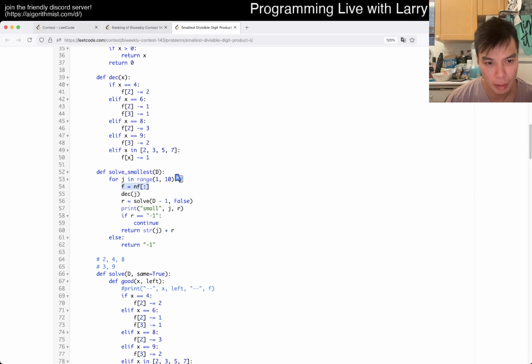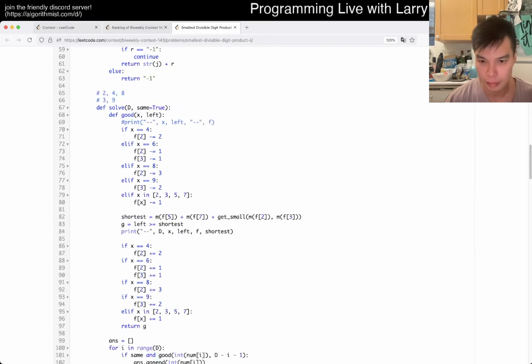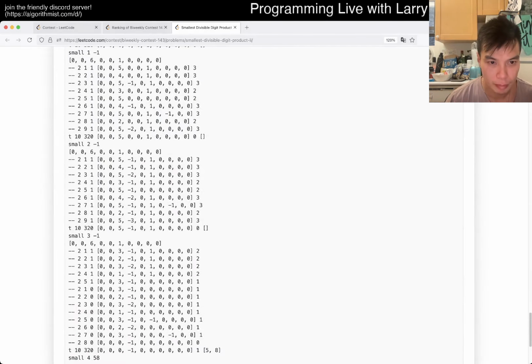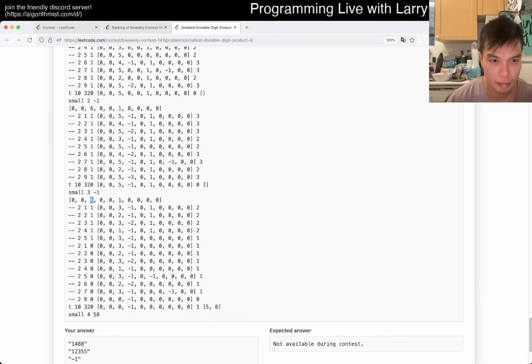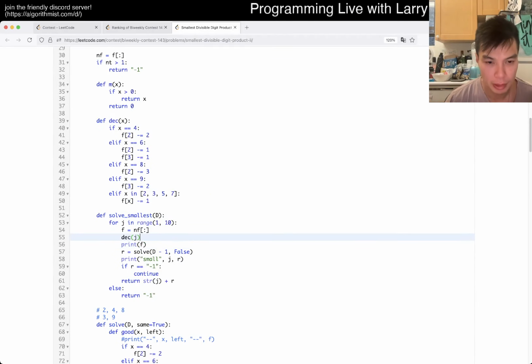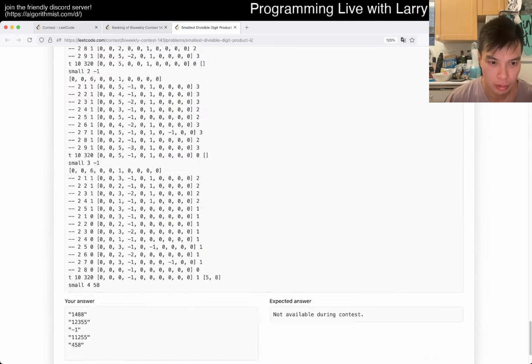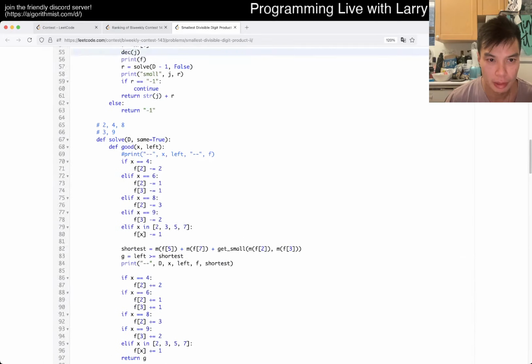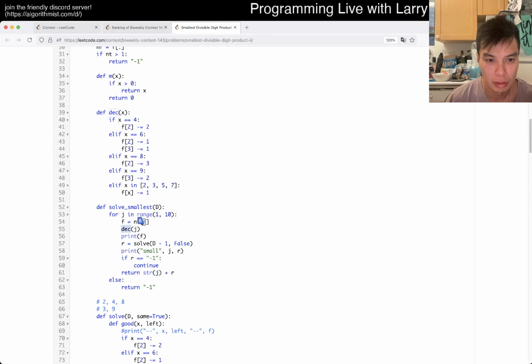F is equal to a copy of this. Should be 4, right? Why? Document J. 4, we document 2, and that's why. Why? Come on, Larry. Is this after document? I guess so. Oh. Yeah, it's because I'm reusing these things. And this reference, I think, changes with this reference. I'm being sloppy.